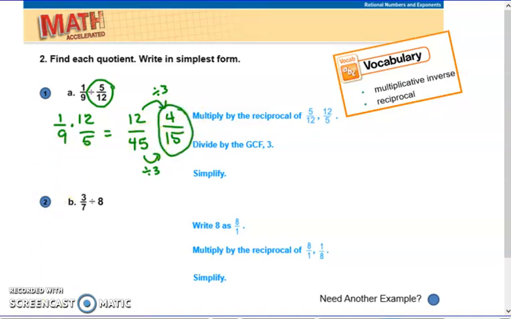Now look at this. You could have, if you don't mind, you could have gone and reduced this first. In fact, if you're having trouble figuring out what you've got to reduce this with, look in your problem. This right here, both of these two are divisible by 3. So 9 divided by 3 is 3, and 12 divided by 3 is 4. Now look at that. 1 times 4 is 4. 3 times 5 is 15.